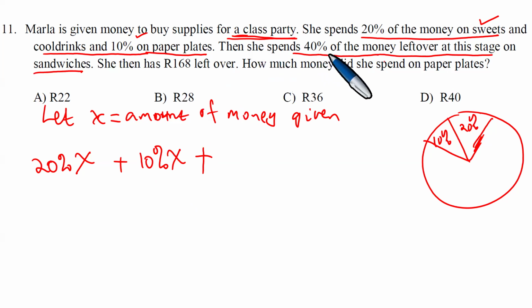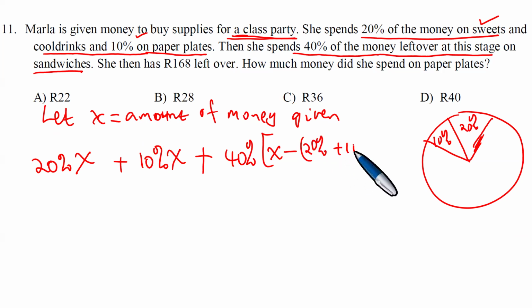She then spends 40% of the money left over at this stage on sandwiches. What is 40% of the money left over? The money left over would be the total amount of money minus 20% of X and 10% of X. So that is the money left over.